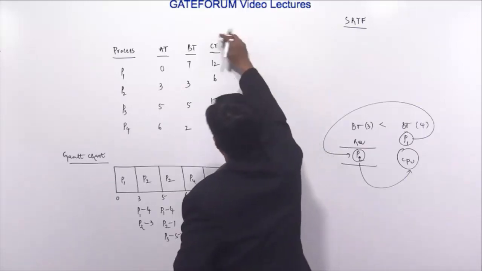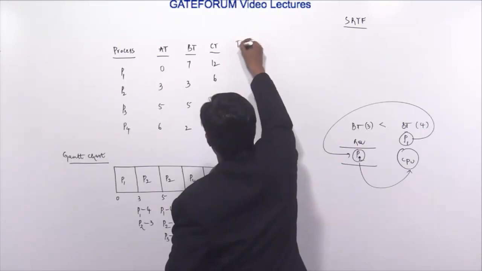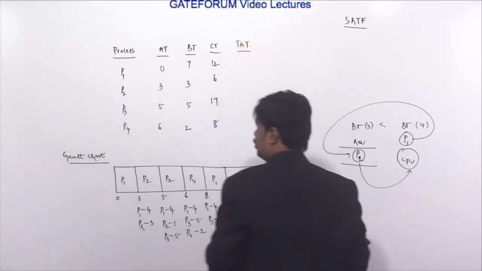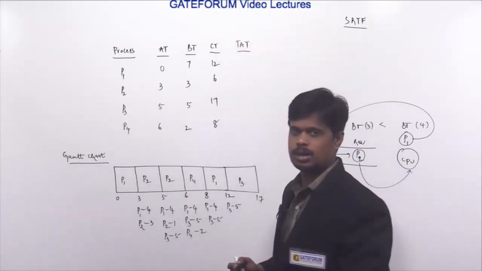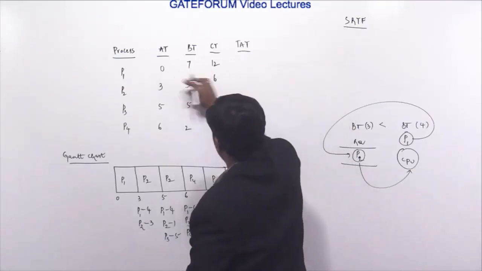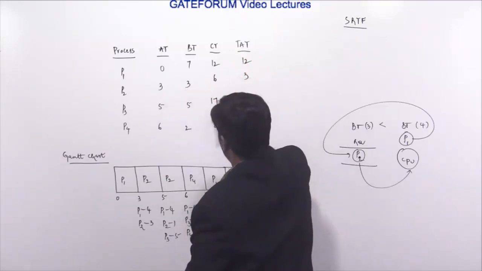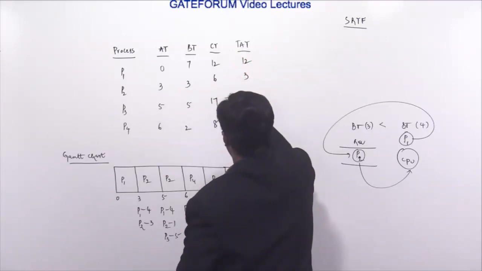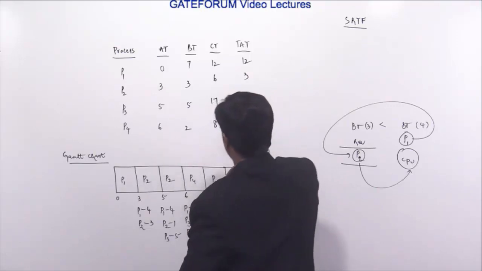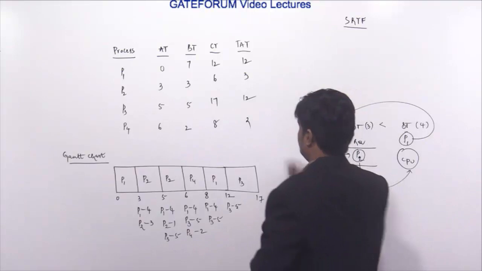Next, when the completion time and arrival time are both available, we can calculate turnaround time. Turnaround time is the time difference between completion time and arrival time, that is, completion time minus arrival time. So 12 minus 0, 12; 6 minus 3, 3; 17 minus 5, 12; and 8 minus 6, 2. So this is the turnaround time.